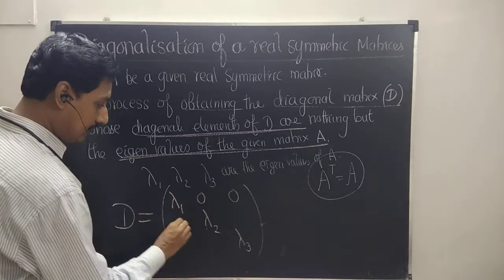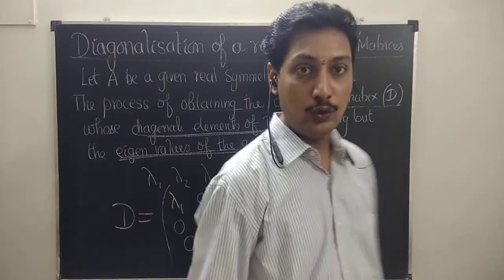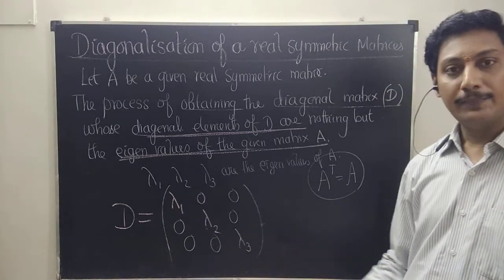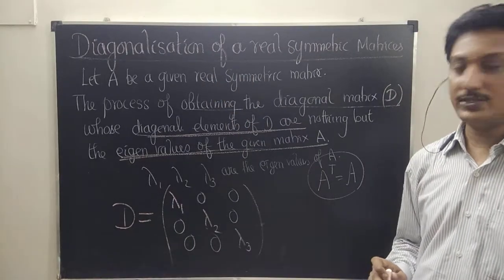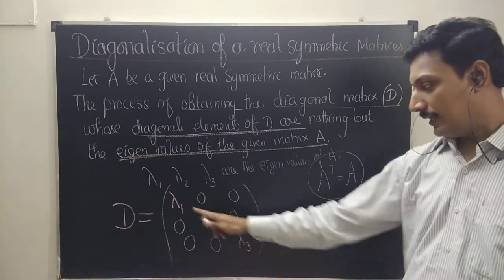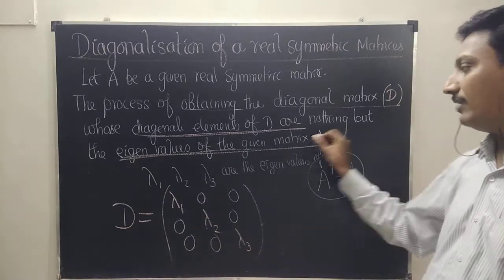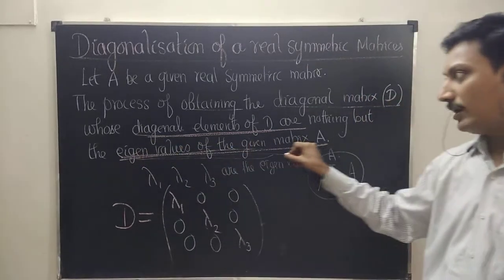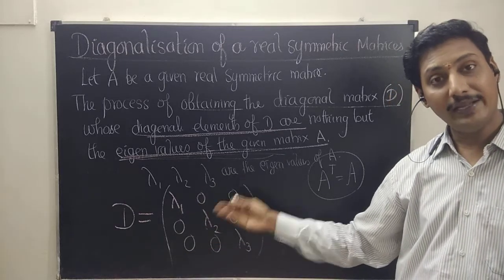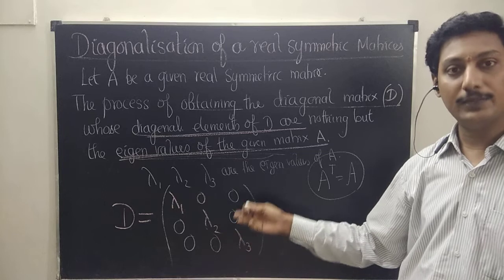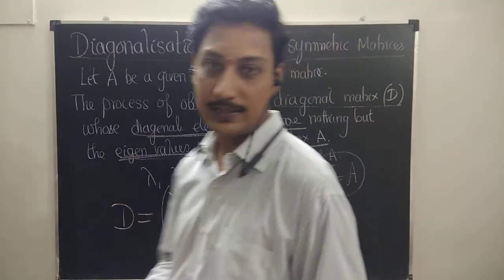So this is the diagonalization of the given real symmetric matrix. To find this diagonal matrix, the procedure is called diagonalization. So how do we get this D matrix? In the diagonal alone, the non-zero values are nothing but the eigenvalues of the given real symmetric matrix. All other elements are zero. This process is known as the diagonalization of a real symmetric matrix. Understand?